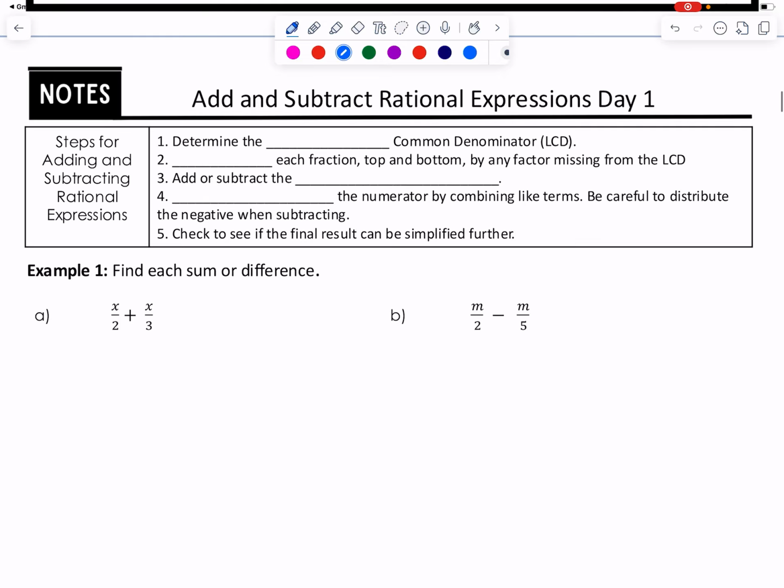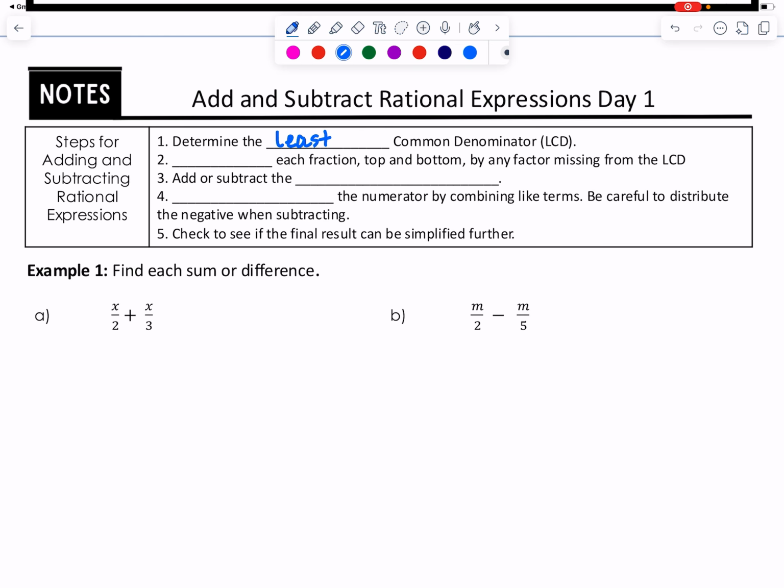In today's lesson, we will be exploring how to add and subtract rational expressions. Before we do, let's go over the steps involved in this process. So the first thing you want to do in step 1 is determine the least common denominator.